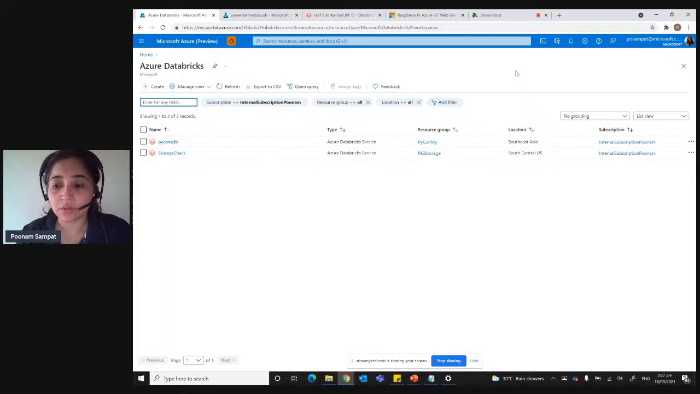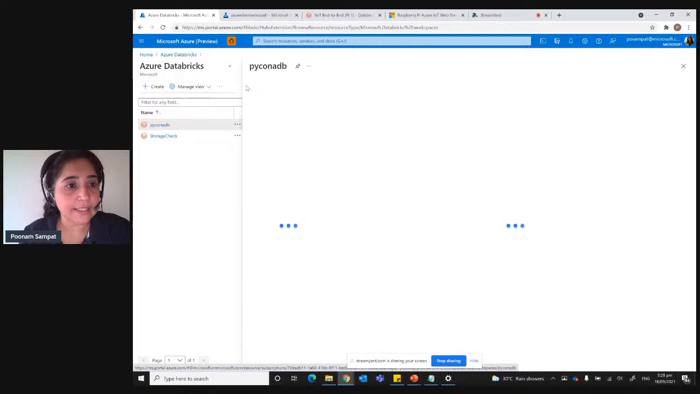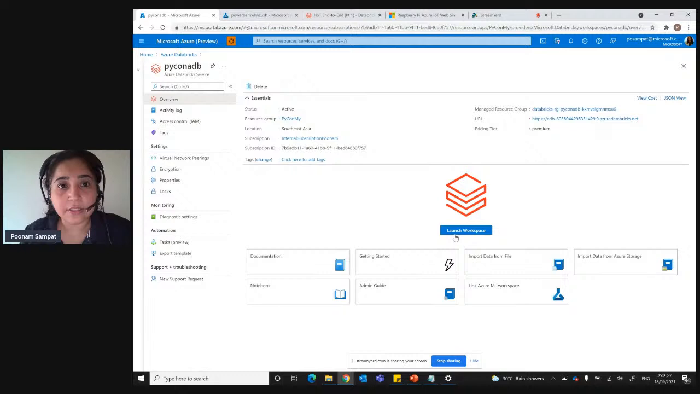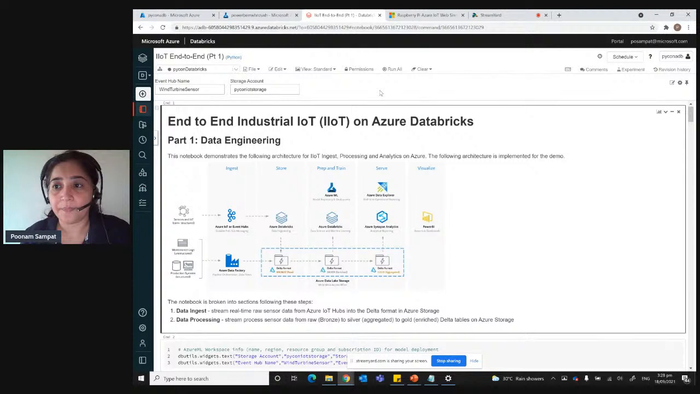So again, when you want to create it, it's going to ask for your resource group, which region, what security you want, and that's it. Now, once you've created that instance, this is how the Azure Databricks would look. So let me launch a workspace. I think I've already launched the workspace. This is how a Databricks experience would look. So if you see over here, I have a workspace.